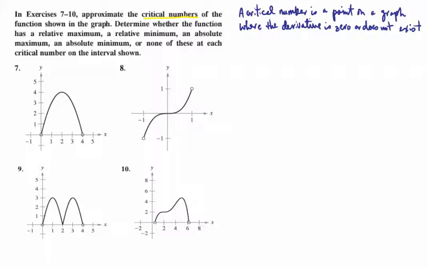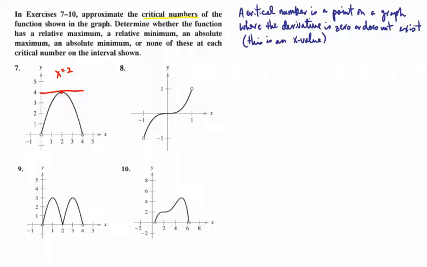So in exercises 7 through 10, we want to approximate the critical numbers of the function shown in the graph. And so let's go and do that first. The critical numbers are wherever the derivative is 0 or doesn't exist. So let's look at number 7. Well, here's a critical number right there. The derivative is 0. X equals 2 would be the critical number. Critical number is an x value. So let me add that. This is an x value.